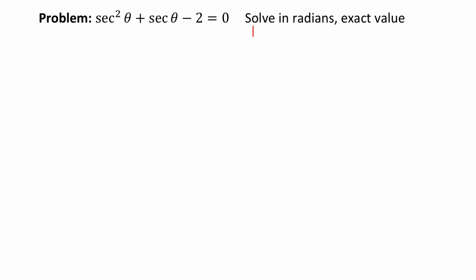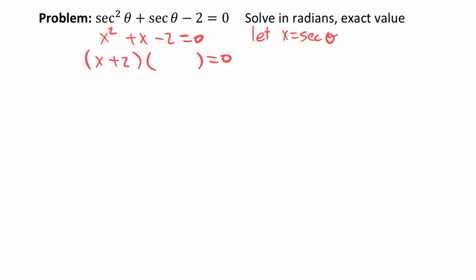All right, again, I'll show you that little method. You could let x equal secant theta. So this is x squared plus x minus 2 equals 0. So looking for two numbers that multiply to give -2, add to give 1: x plus 2, x minus 1. So x equals -2, x equals 1. Now we have to switch back to our secant. So secant theta equals -2, secant theta equals 1.